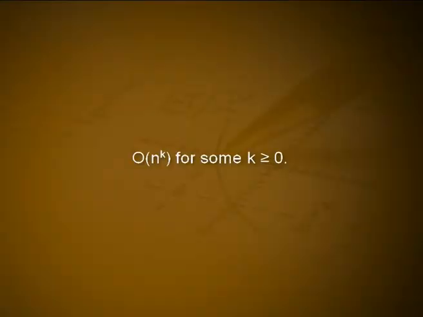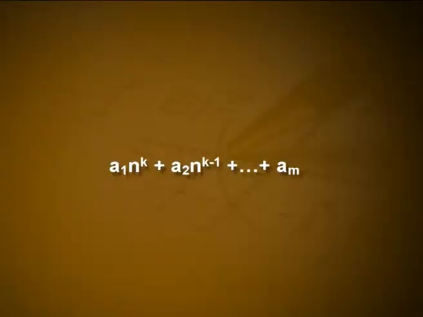An algorithm is said to perform in polynomial time if and only if its time complexity function is given by O(n^k) for some k greater than or equal to 0. That is, an algorithm A is polynomial time if Time_A(n) is less than or equal to f(n) and f is a polynomial, that is, f has the form a1 n^k + a2 n^(k-1) + etc.